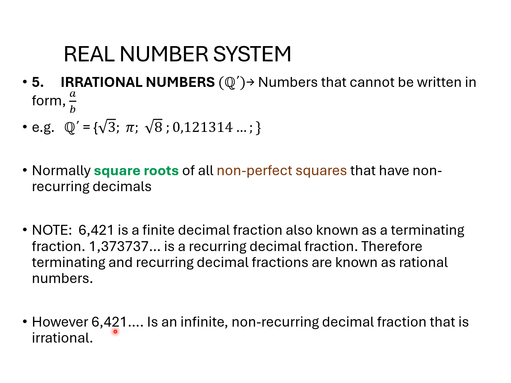However, if I write 6.421 dot dot dot, I'm saying there are no values that recur, it's infinite. Non-recurring decimal fractions, therefore irrational. Right, but we're going to do some examples on it and you will see what we mean.